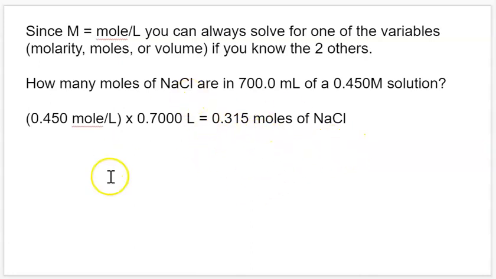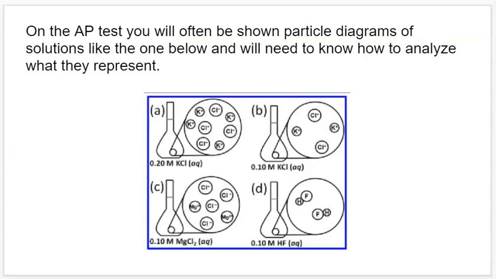And this is one of the most valuable things that you can have in chemistry, particularly when you're doing experiments with solutions. And sometimes on the AP test, you're going to be shown particle diagrams to represent solutions, and you need to know how to analyze them. So let's look at this one below. We have 4 different solutions. One's 0.2 molar potassium chloride. And we can see here that we have 1, 2, 3, 4 potassiums and 1, 2, 3, 4 chloride atoms.